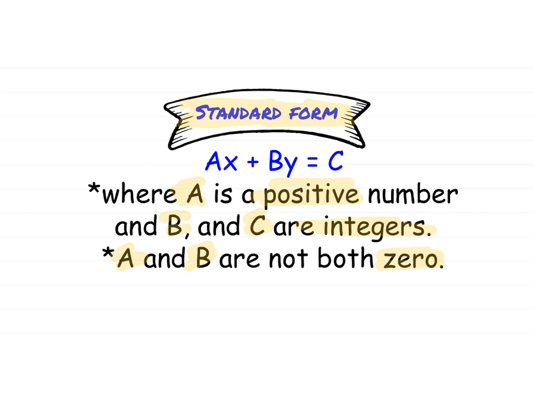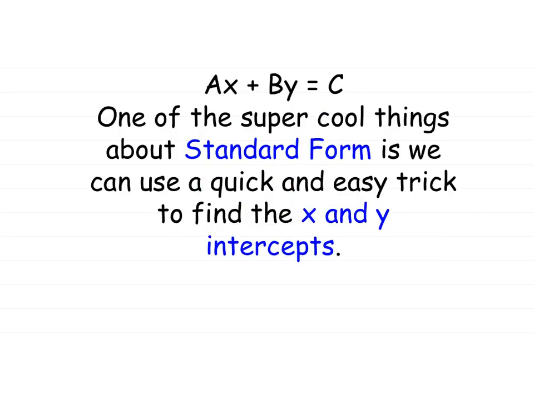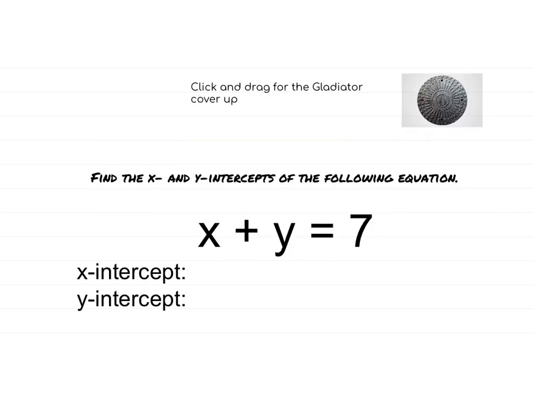What does that mean for today? Well, all we're doing for today is we are going to learn about a quick and easy trick to find the x and y intercepts. That is all we're going to be doing with standard form today. All right, now for what you will be doing for today's tasks. You are going to be finding the x and y intercept of various equations.